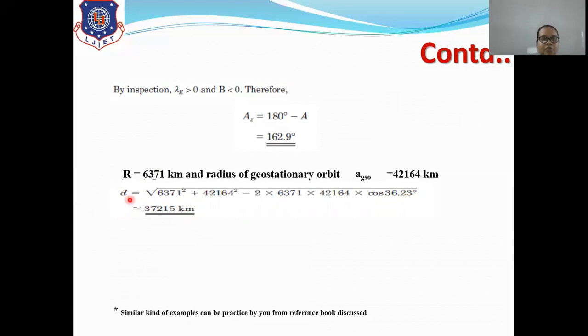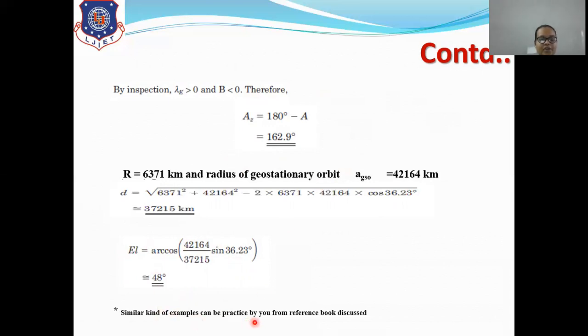Clear? Right? Now, once you find d, substitute in the equation for EL, that is arc cos of AGSO divided by d sine small b. So AGSO divided by d sine b. So what is the EL? That is 48-degree elevation. So here we have found the azimuth angle and elevation angle for the antenna look angles. Yeah. So this way you need to carry out the sums, right?